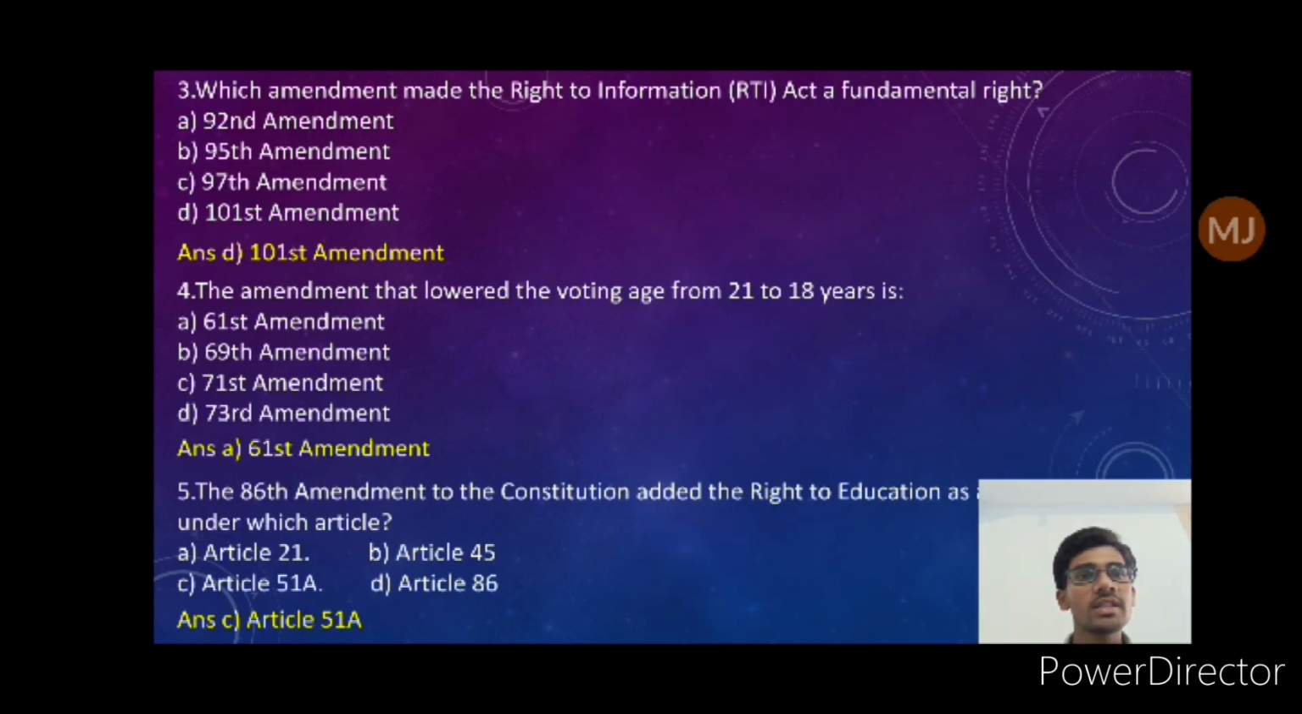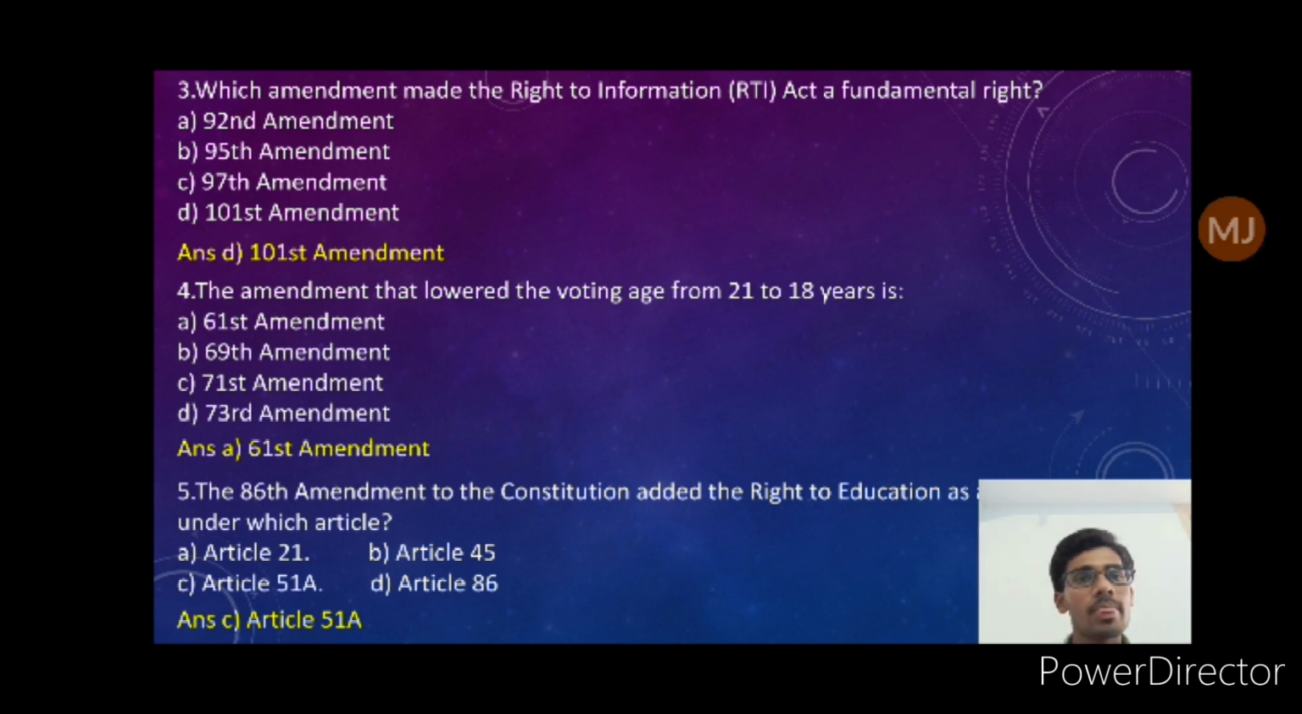Next question. Which amendment made the Right to Information Act a fundamental right? Options are option A 92nd Amendment, option B 95th Amendment, option C 97th Amendment, and option D 101st Amendment. Answer is option D 101st Amendment.